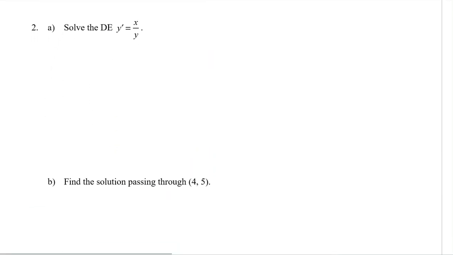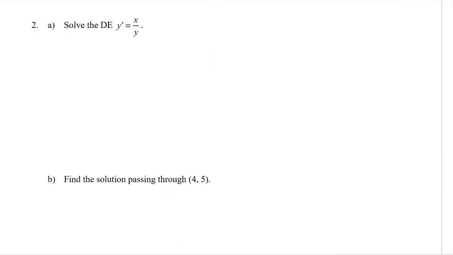Question 2. Solve the differential equation for y dash equals x over y. So like before, let's try and separate our x and our y parts. So I have dy over dx equals x over y, times the y across to the left, so I'd have y times dy, and times the dx across to the right, so x dx.